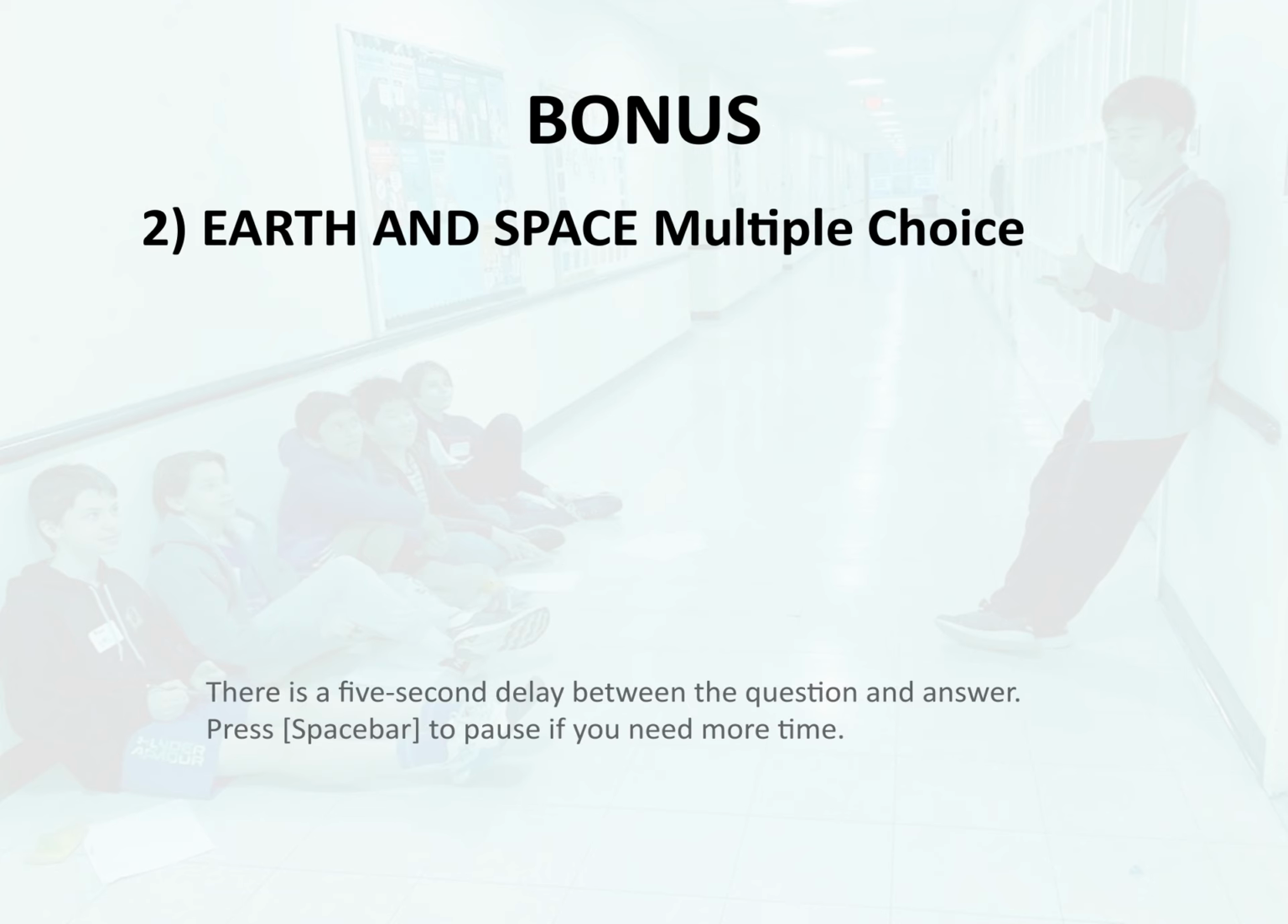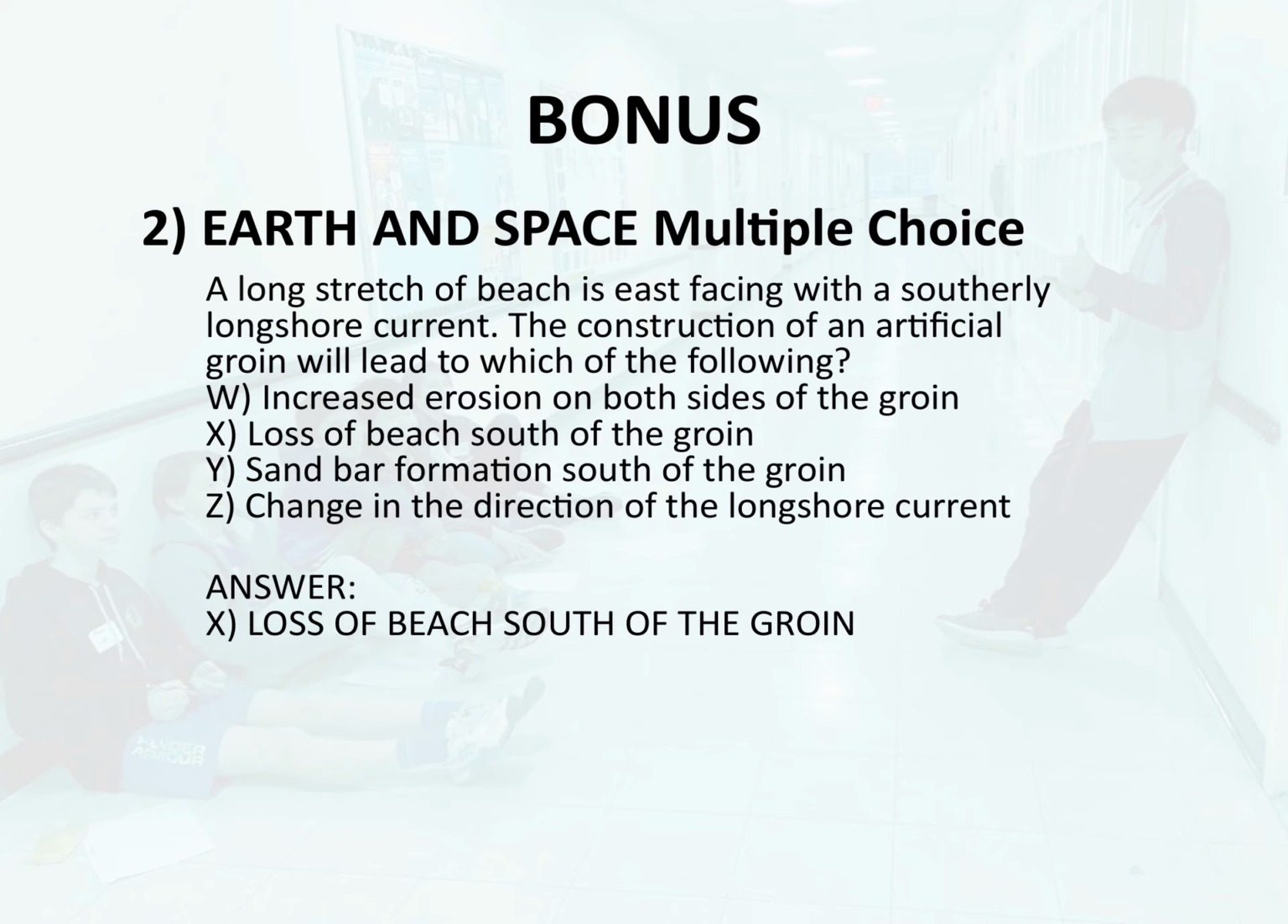Bonus 2. Earth and space. Multiple choice. A long stretch of beach is east-facing with a southerly longshore current. The construction of an artificial groin will lead to which of the following? W. Increased erosion on both sides of the groin. X. Loss of beach south of the groin. Y. Sandbar formation south of the groin. Z. Change in the direction of the longshore current. Answer, X. Loss of beach south of the groin.